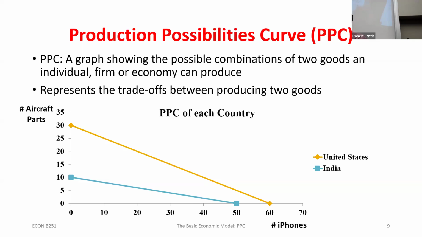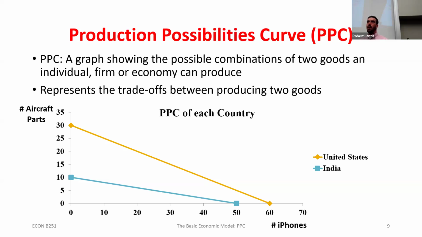And I'm using colors here. If you're taking notes, maybe write, if you don't have multiple colors, this is for India, and this is for the US. Okay. So the cost of one aircraft part to India was 5 iPhones. Okay. So who has the lower cost to producing one more aircraft part? 2 is less than 5. It would be the US. Right? So we would say the US has a comparative advantage in aircraft part production because they have to give up fewer iPhones to produce that one aircraft part. They are doing it at a lower cost. Their opportunity cost is lower than India's. Okay.